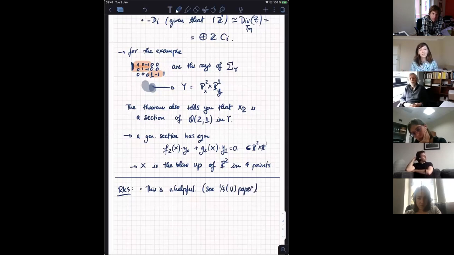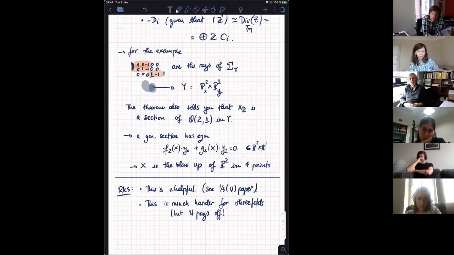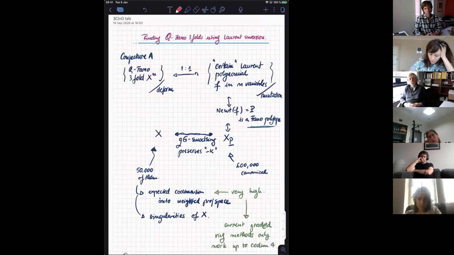Another remark is that this is much harder for threefolds, which is kind of the leitmotif of the day. For threefolds, but it pays off. And it pays off not only, maybe if you remember the beginning equivalence here. If you remember Al's talk, Al said there are 50,000 here. We don't know how many of these exist.